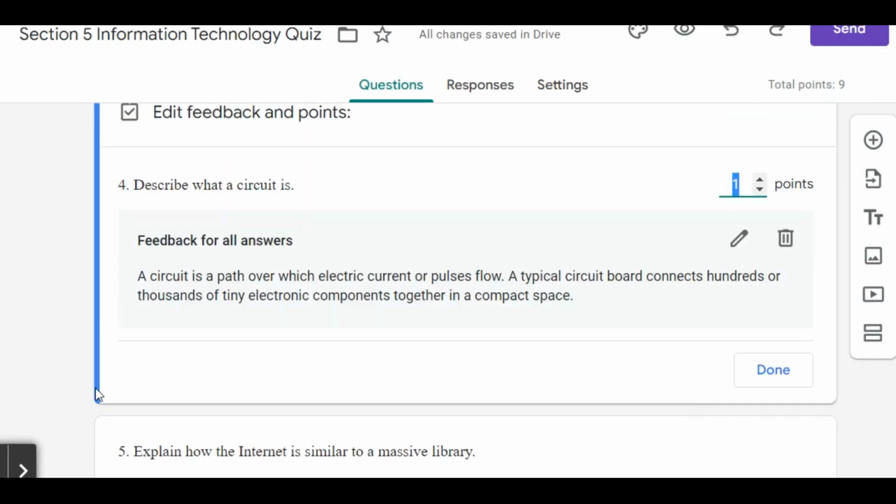Number 4, describe what a circuit is. A circuit is a path over which electric current or pulses flow. A typical circuit board connects hundreds or thousands of tiny electronic components together in a compact space.